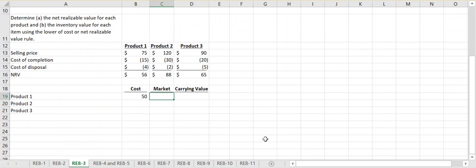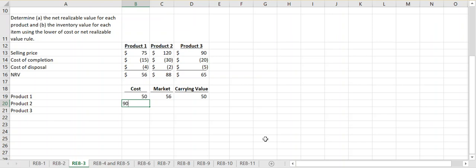Our market value, which is our net realizable value, is $56. Therefore, we're going to carry that product on our books at $50. The lower between the cost and the market value, and in this case, when we use FIFO, market is always net realizable value. Hence the reason why we call it the lower of cost or net realizable value rule rather than the lower of cost or market rule.